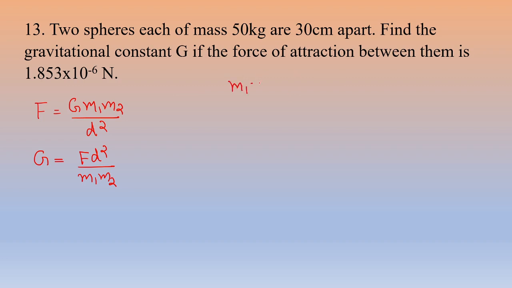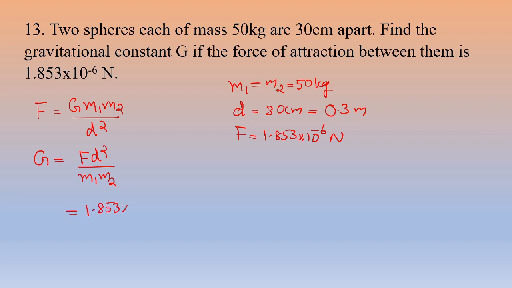So we can write m1 is equal to m2 is equal to 50 kilogram, and the distance between them is d is equal to 30 centimeter, that we can write as 0.3 meter, and the force of attraction between them is F is equal to 1.853 into 10 raised to negative 6 Newton. So simply substitute all these values.